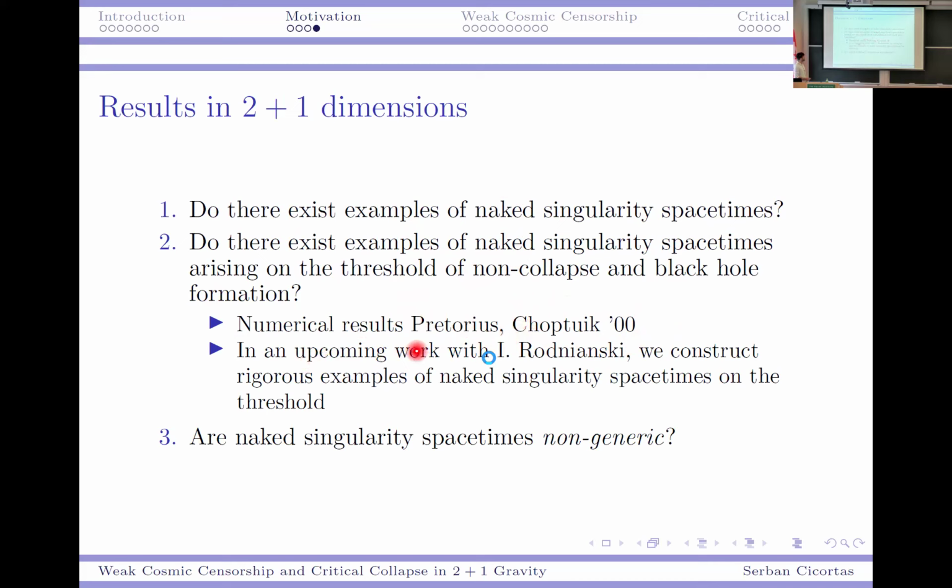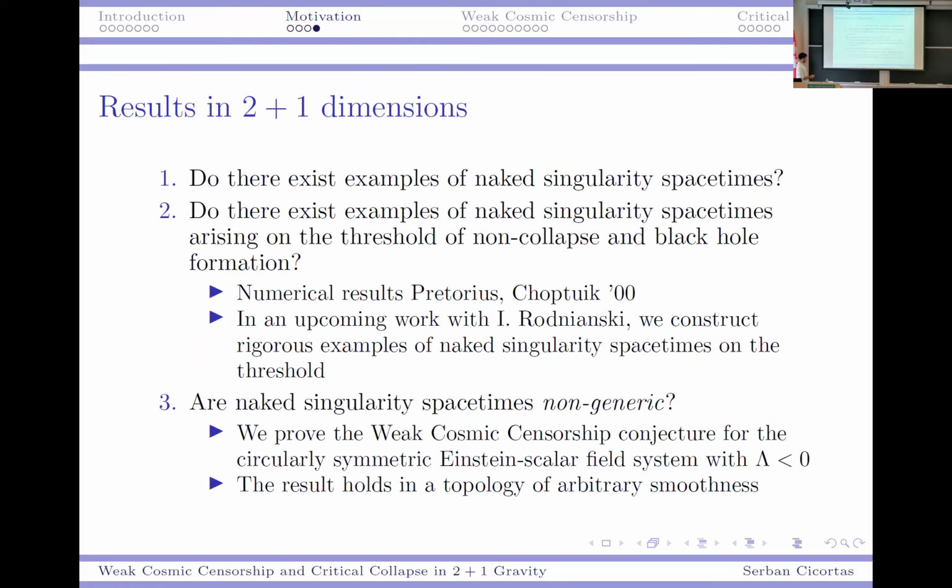But in an upcoming work with Igor Rodnyansky, we're constructing the first basically rigorous examples of naked singularities which are on the threshold, right? And this is the first example of this for this model, but also the first instance for any model where you can construct this rigorously. Okay, and then how about the question of weak cosmic censorship? So I'll also talk about that today.